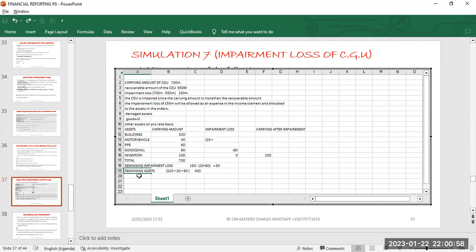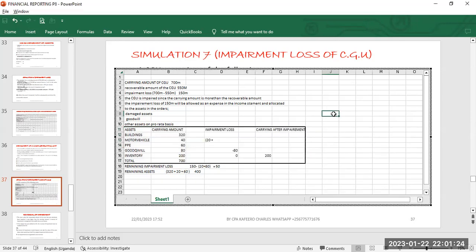And this 400 million, now we are going to be computing the impairment loss for each item. Maybe this one we may put in a table. Maybe you can put a boundary. You can put this outside the pink borders. We'll be able to see what we are doing.